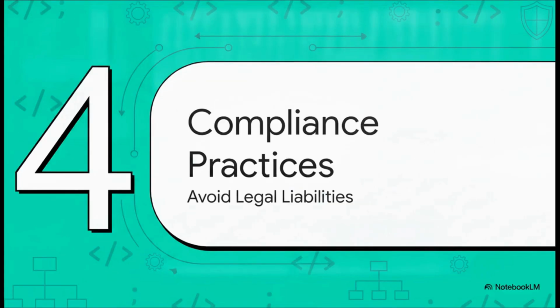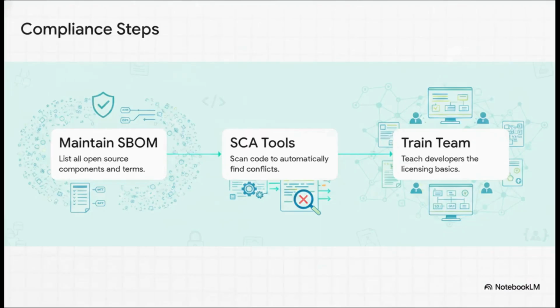All right, Section 4, Compliance Practices and How to Avoid Legal Liabilities. So, how do we take all this legal theory and actually apply it safely to your daily workflow? Well, here is your actionable roadmap to avoid a total disaster. Step 1. Maintain a software bill of materials, or SBOM. Think of it as a master recipe list of every single open source component in your project and its license.